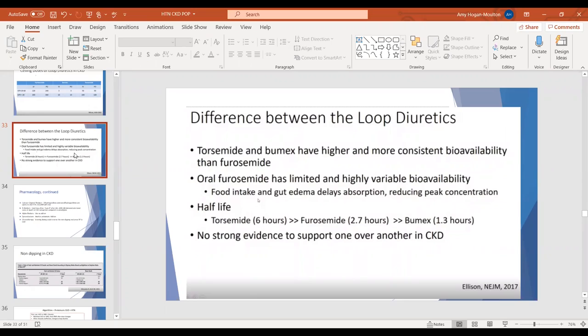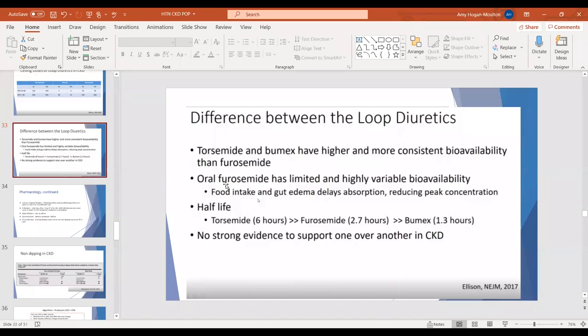We use IV Lasix, and we can use IV Bumex if needed, but it's a little bit regional in this country which loop diuretic people are using. We do try to use quite a bit of torsemide if able. Although even at the renal center, we have Lasix on formulary and not torsemide. So it just depends where you are.